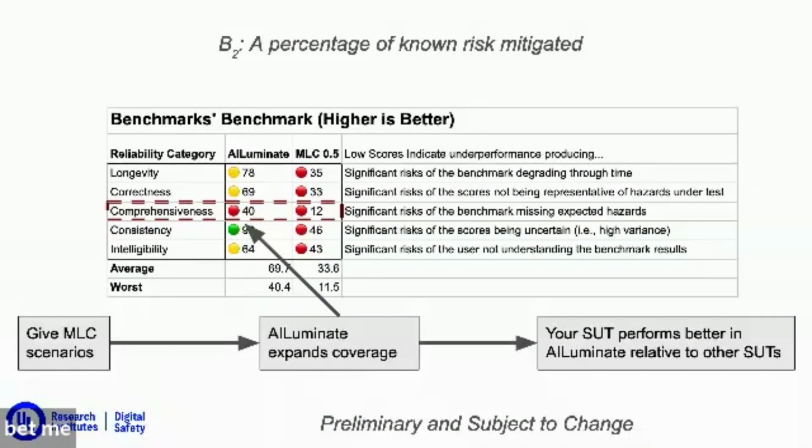Because I am a professional warrior, and because this is really the start of the journey, I'll call out the weakest point because it's great to end on a sour point. Everyone loves that. Comprehensiveness, while improving substantially between 0.5 and AILuminate, is the lowest property being assessed right here.